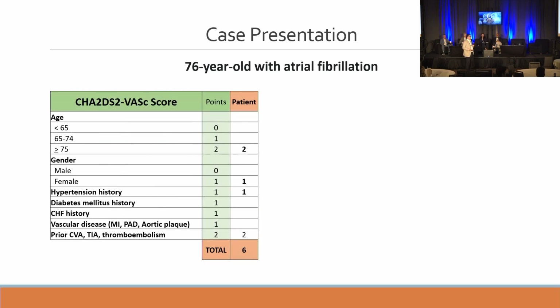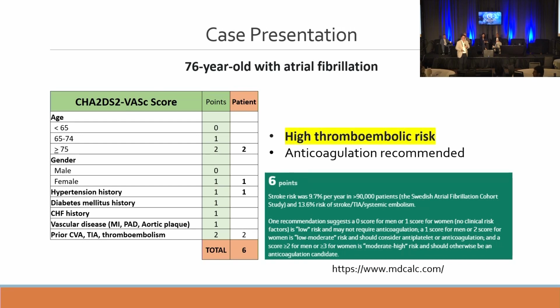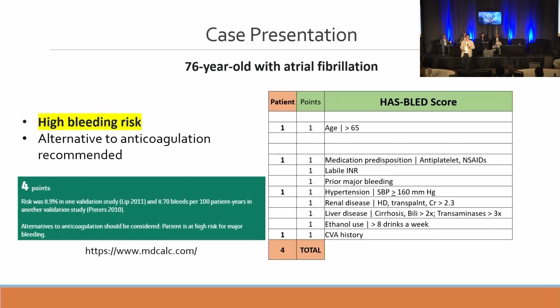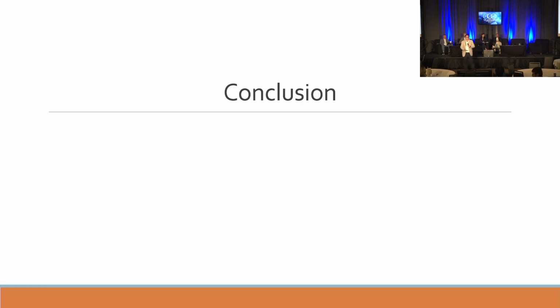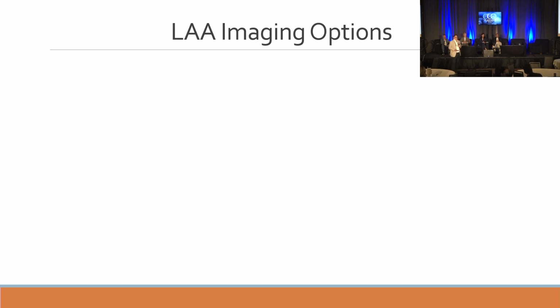And then we checked his CHA2DS2-VASc score. It's 6, which means about a 10% annual chance of embolic stroke. And then his HAS-BLED is also very high, 4 points. So he has a high bleeding risk and high embolic risk, so it seems reasonable to refer him for transcatheter closure of left atrial appendage.